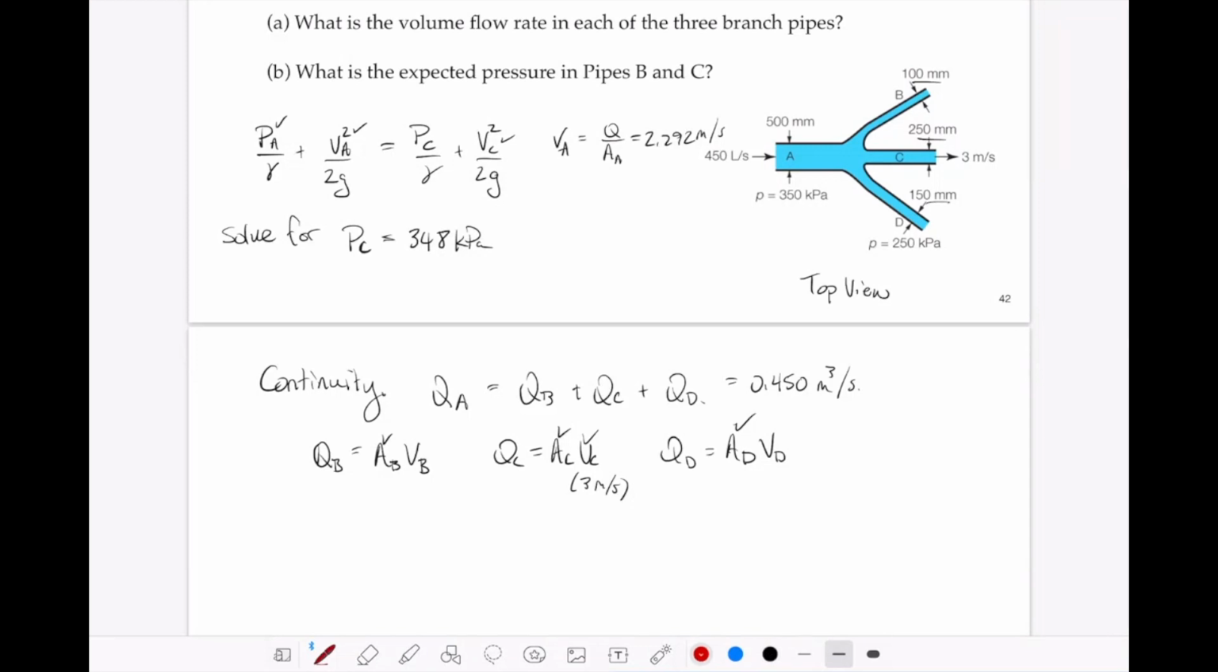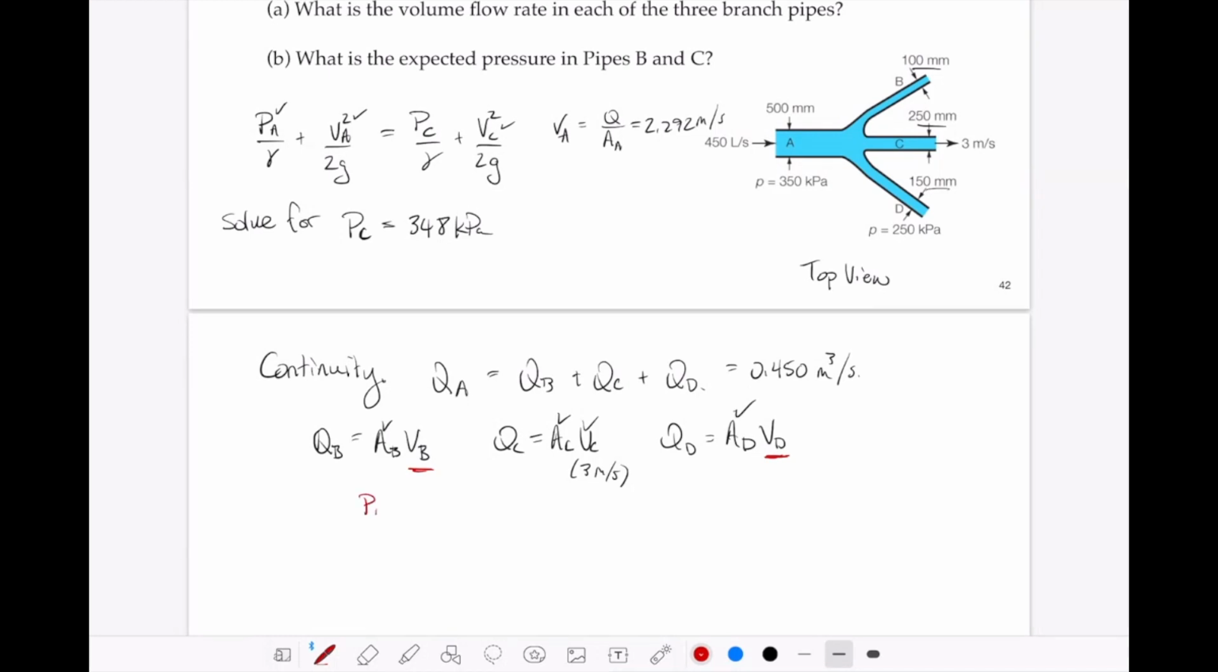So we don't know VB, we don't know VD, and we don't know the pressure at B, but we do know the pressure at D. Pressure at D is 250 kPa. So let's use Bernoulli again to figure out that unknown velocity at point D.